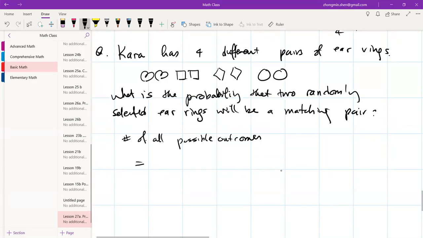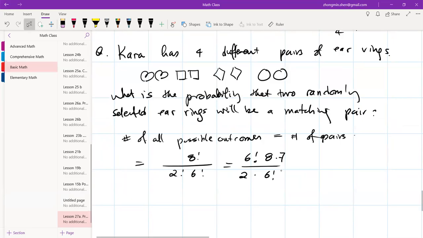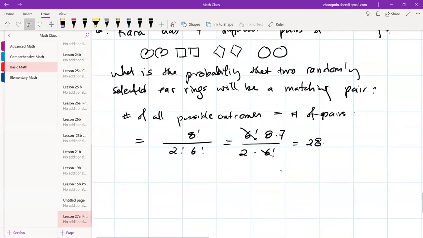The number of pairs of earrings. This is just like selecting 2 students out of 8 to form a committee. So that would be 8 choose 2, which is 8 factorial over 2 factorial times 6 factorial. The 6 factorial cancels out, 8 times 7 over 2 is 28, which is 4 times 7. This is the number of possible outcomes.